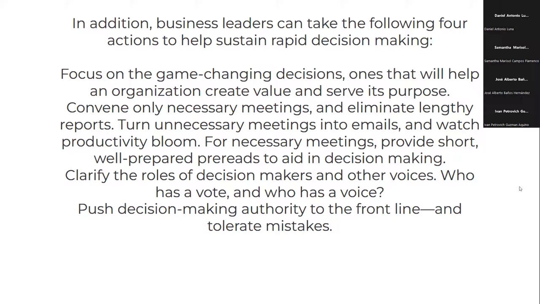Okay, in addition, business leaders can take the following four actions to help sustain rapid decision making. Focus on the game-changing decisions, ones that will help an organization create value and serve its purpose. Convene only necessary meetings and eliminate lengthy reports. Turn unnecessary meetings into emails and watch productivity bloom. For necessary meetings, provide short, well-prepared pre-reads to aid in decision-making. Clarify the roles of decision-makers and others' voice, and who has a vote and who has a voice. Push decision-making authority to the front line and tolerate mistakes.